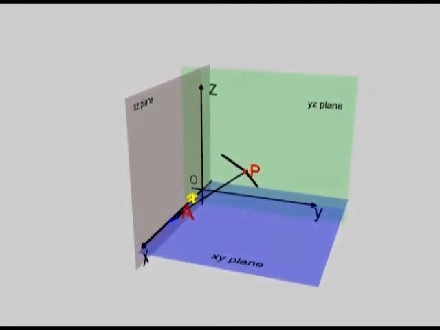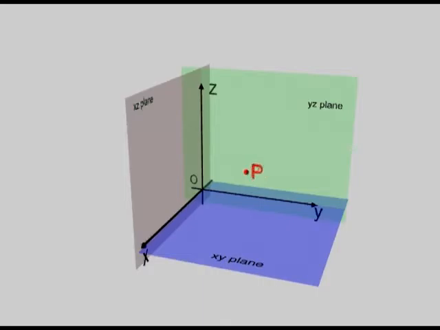Now, draw lines from point P perpendicular to the y and z axes. They intersect the axes in points B and C respectively. Line segment OB is the y-coordinate of point P, and line segment OC is the z-coordinate of point P.